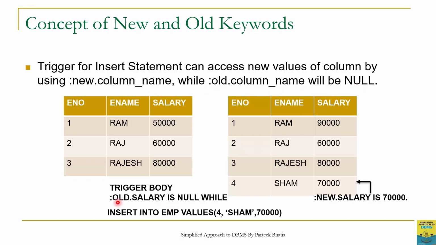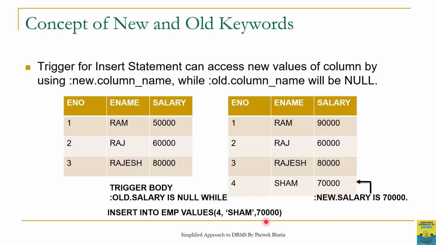For example, if we try to access :old dot salary, then it will be null because there is no record for e-number 4 before performing this insert operation. So :old dot salary will return a null value. So if we consider this insert operation, there is no old value of e-number 4. So :old dot salary will return a null value, while this 70,000 value will be returned if we use the keyword :new dot salary.